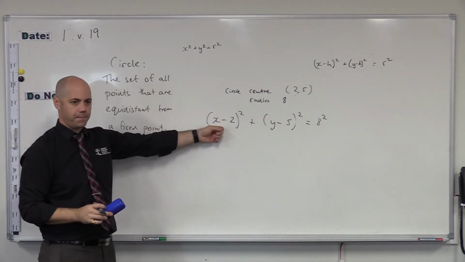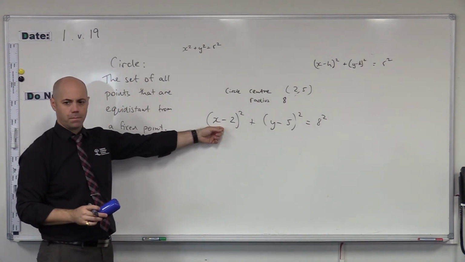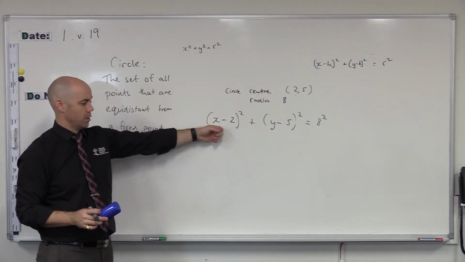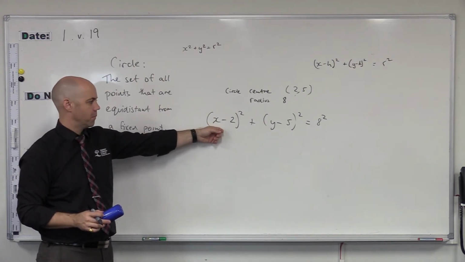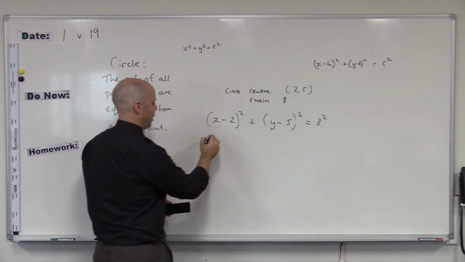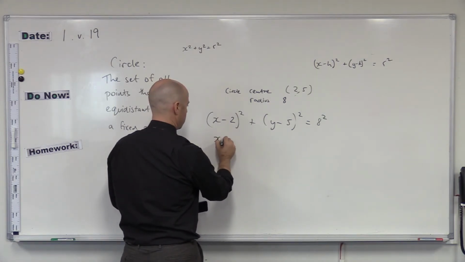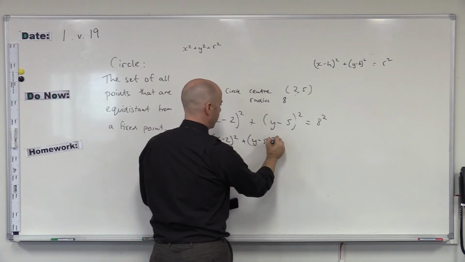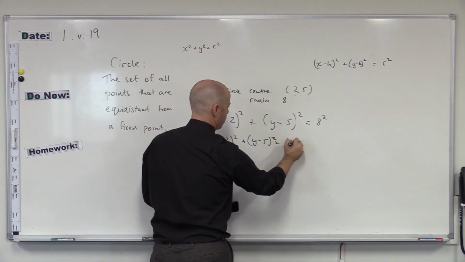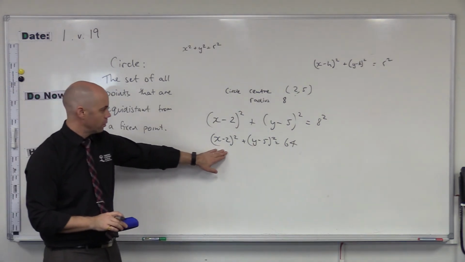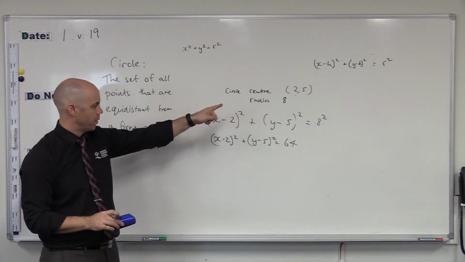Can I simplify that? Well, x squared. I can expand it, that's not simplifying. Can I simplify that? No. Why? Because there's an x term and a number term, we can't put them together with subtraction. So it's x minus 2 all squared plus y minus 5 all squared. I can simplify that though, 64. That's the equation of a circle, centre 2, 5, radius 8.